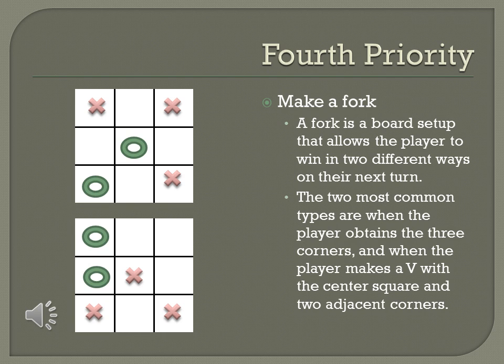Our fourth priority is making a fork. A fork is a board setup that allows the player to win in two different ways on their next turn. This is the desirable thing to set up, obviously, because it ensures a win.